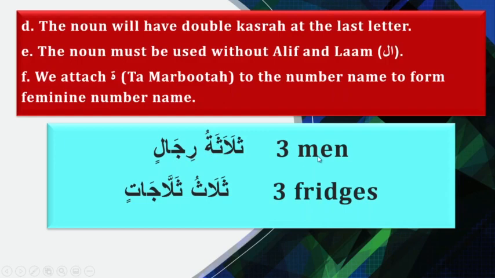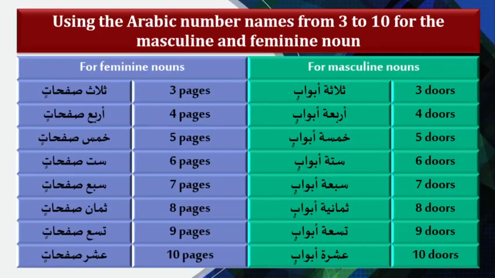Salasu sallajatin, 3 fridges. So friends, these are the rules that we have to follow from 3 to 10 while counting or using the number names of Arabic. Let us see some more examples, using the Arabic number names from 3 to 10 for the masculine and feminine noun.